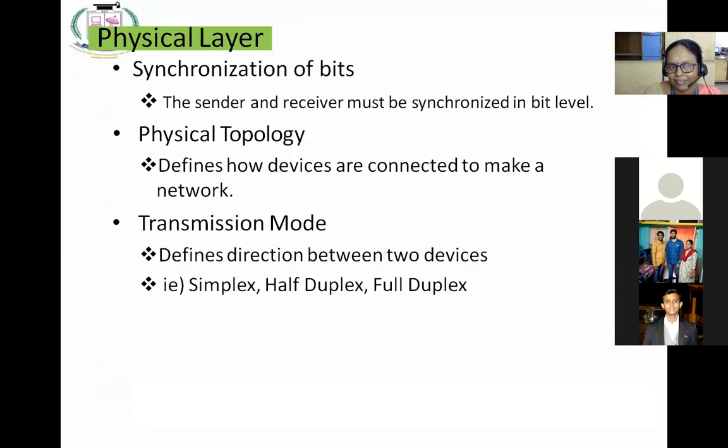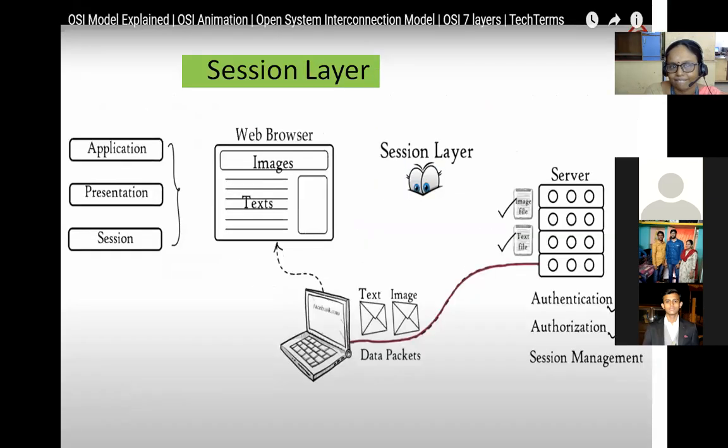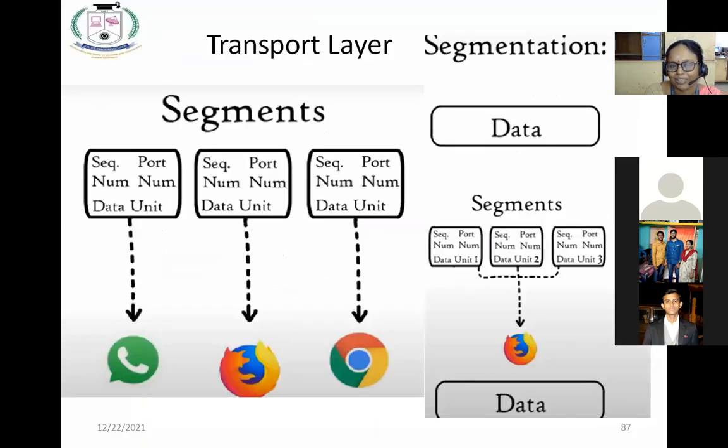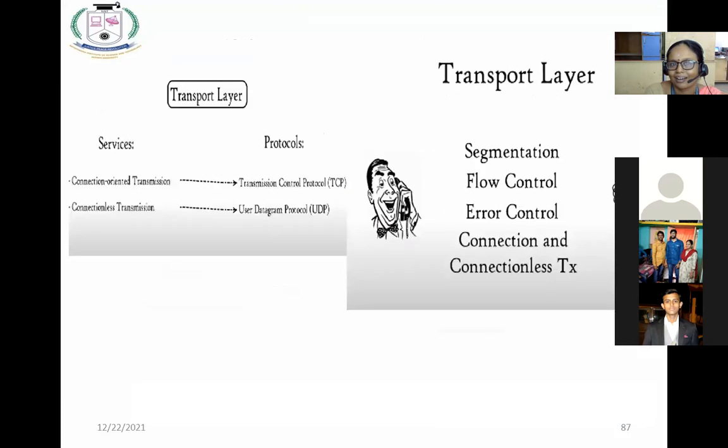Ma'am, a few features of the data link layer are similar to the transport layer, like flow control and error control. And why is it so, ma'am? Transport layer and data link layer.